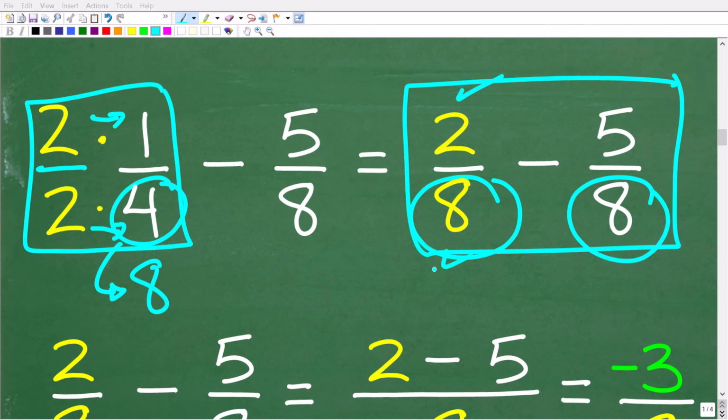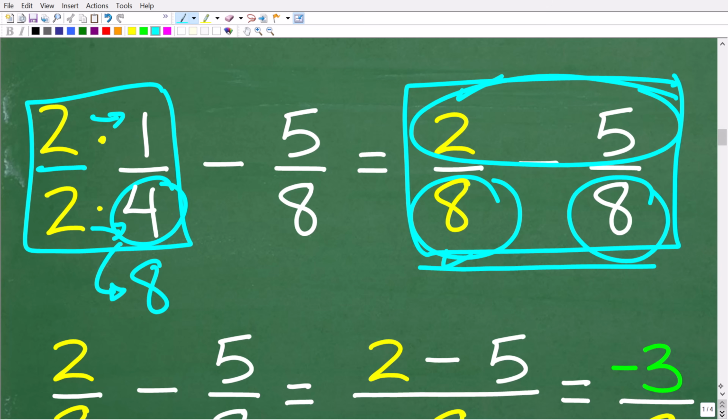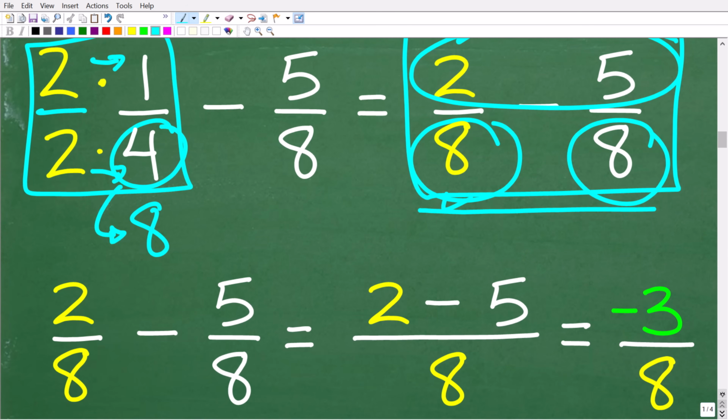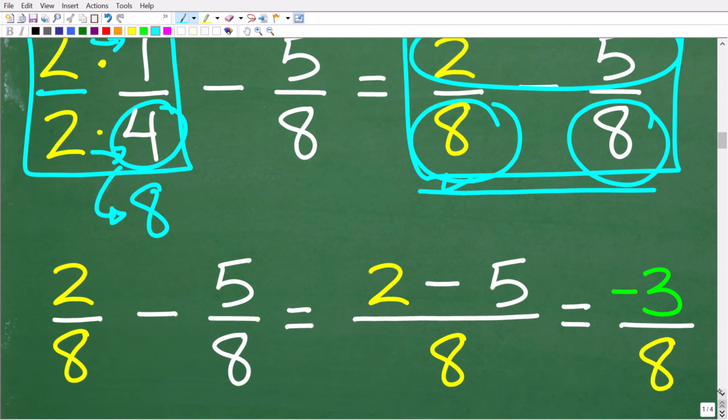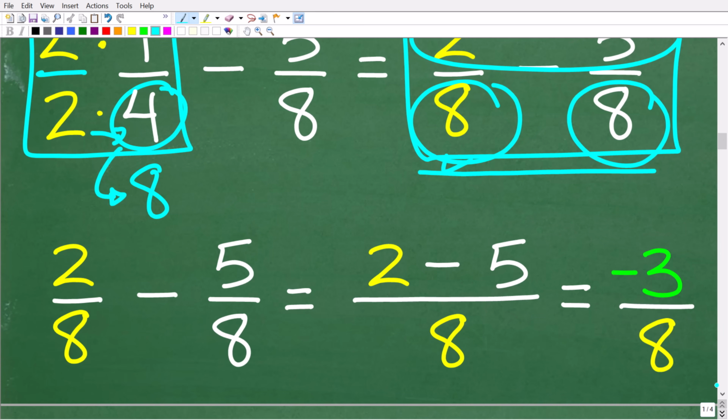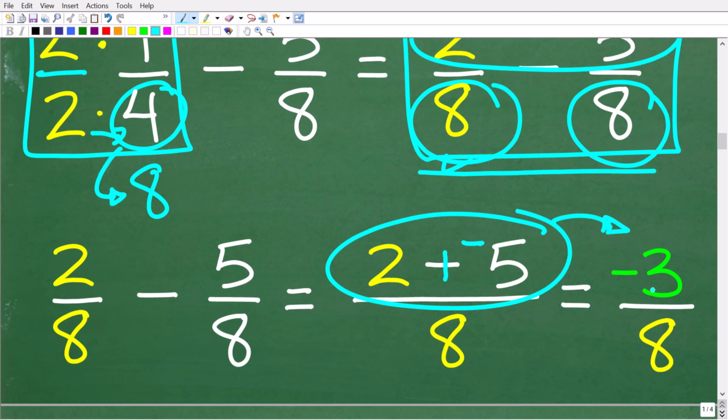So now that we have the same denominators, all we have to do is subtract the numerators, and then we will have solved the problem. So let's go ahead and do this right now, and you have to be very careful because we are going to be dealing with positive and negative numbers. So 2 over 8 minus 5 over 8 is equal to 2 minus 5 over 8. So 2 minus 5 is the same thing as 2 plus a negative 5. So the answer here is negative 3. So our final answer is negative 3 over 8.